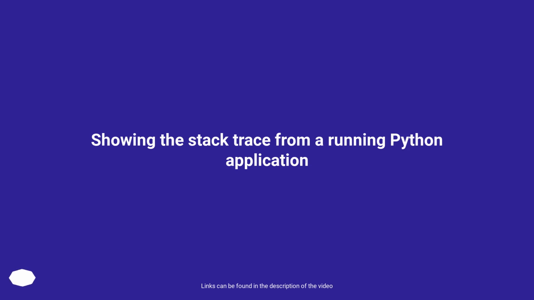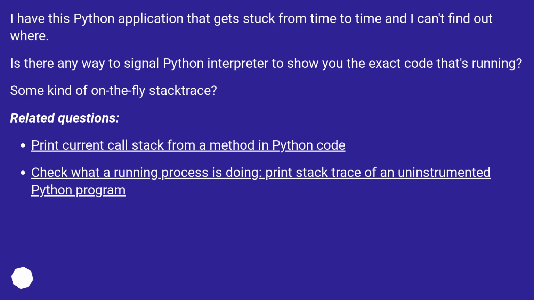Showing the stack trace from a running Python application. I have this Python application that gets stuck from time to time and I can't find out where. Is there any way to signal the Python interpreter to show you the exact code that's running? Some kind of on-the-fly stack trace?